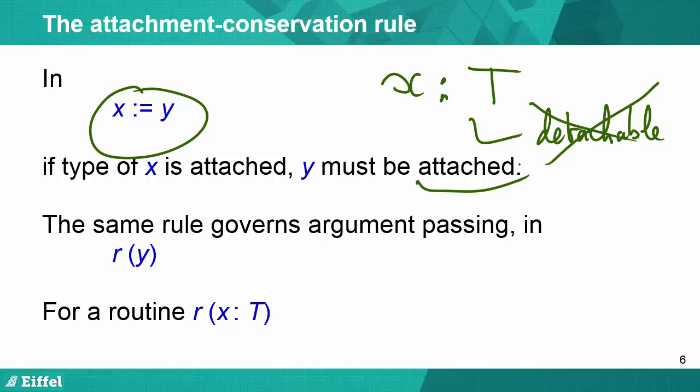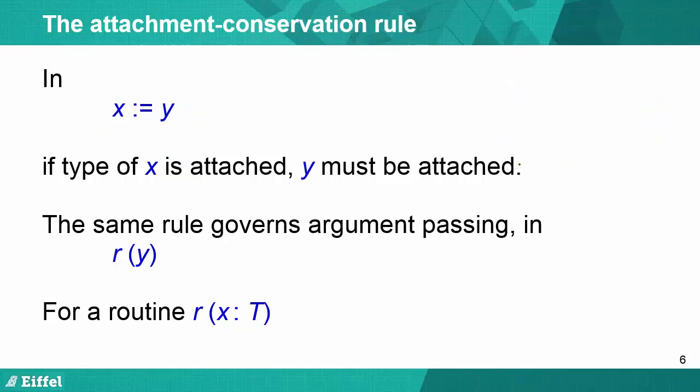If the target is attached, you can only assign an attached value to it, and of course the same rule governs argument passing. So x, instead of being a variable, could be a formal argument of a routine, and if we pass y to it as actual argument, then y must be attached if x is of an attached type. So that's the first rule. It's the attachment conservation rule. It takes care of what happens to variables later in their lives.